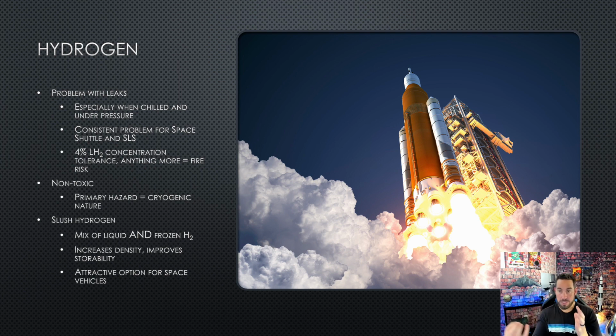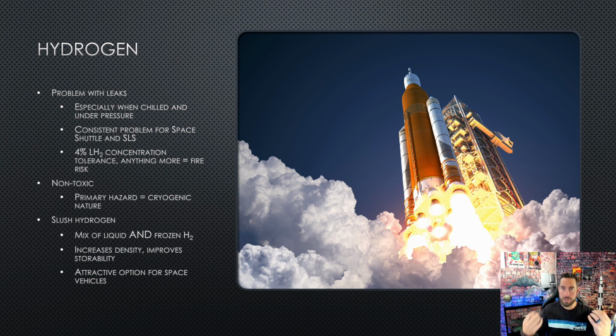which means that liquid hydrogen can start to leak out, and you form these high concentration pockets of hydrogen around the area, which is not a good thing. So overall, they have a tolerance of 4% concentration of liquid hydrogen around an area. Anything more than that becomes a huge fire risk. And the problem is that you don't want to mess around with a hydrogen fire.